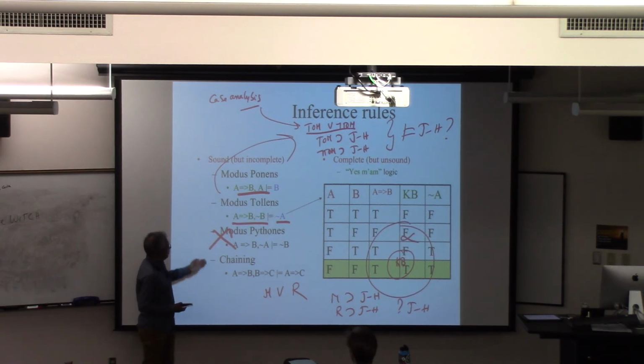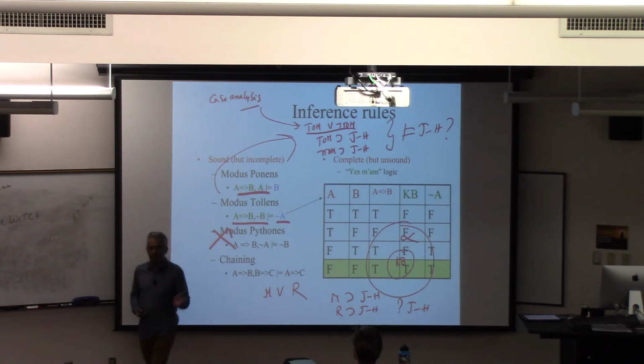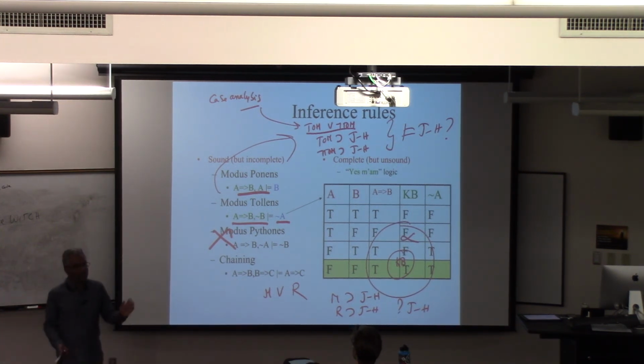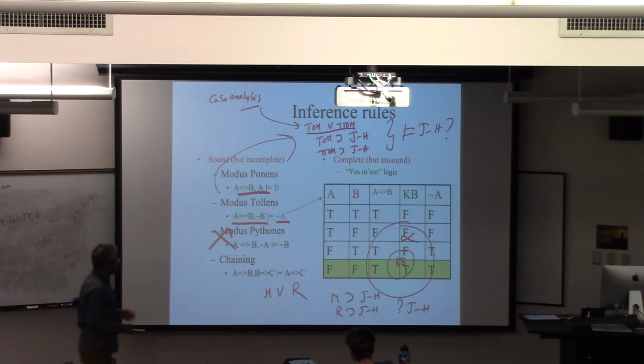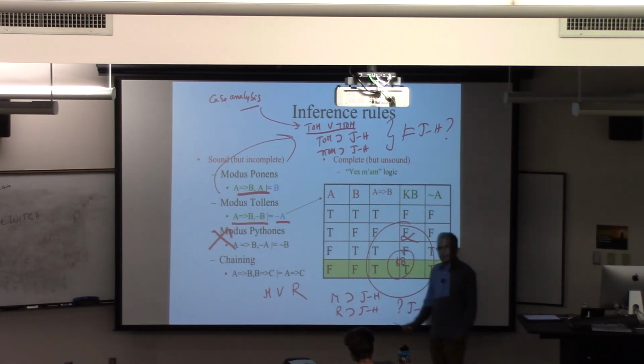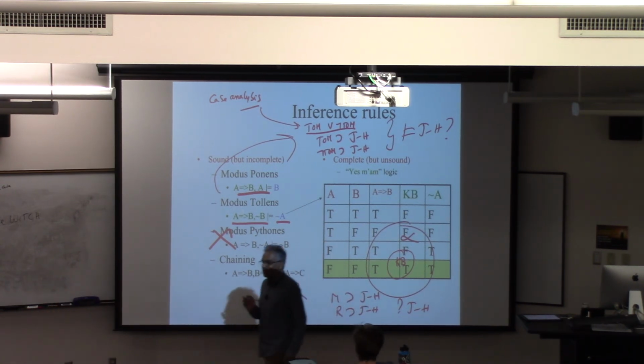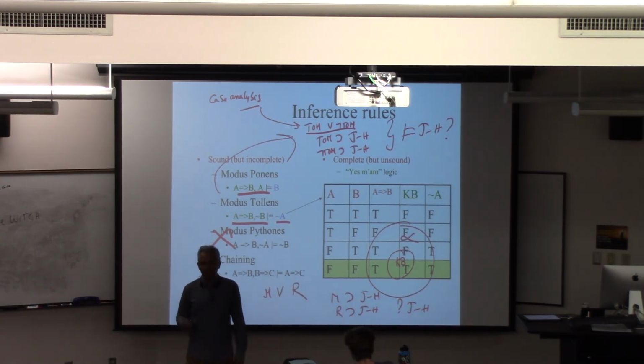Similarly, there are things like chaining rules. If A implies B, B implies C, then A implies C. That's a new rule. That is also true. That's also a sound rule, but it's still not complete. So it turns out that if you just use modus ponens, you can prove some theorems, but not all theorems. How many of you have heard of Prolog? Prolog, without the cut operator, those of you who know Prolog know what I'm talking about, is essentially a modus ponens solver.